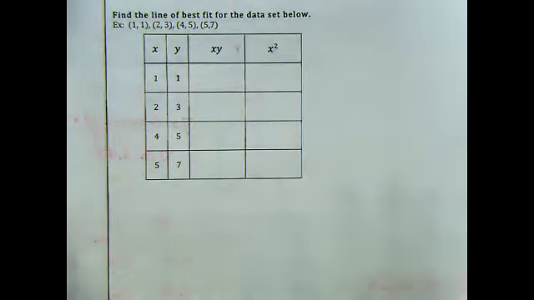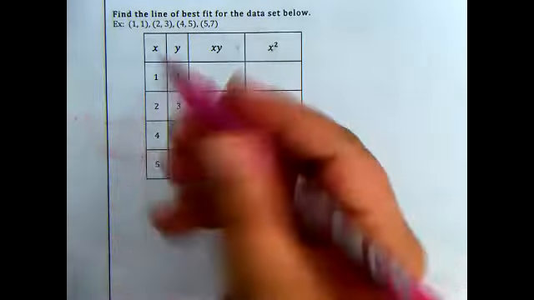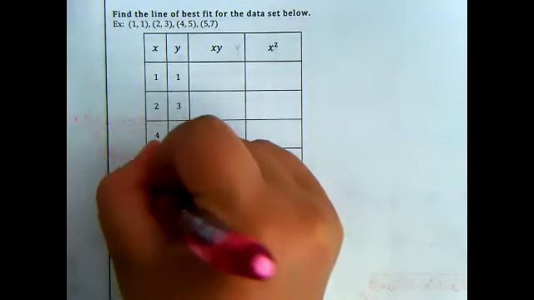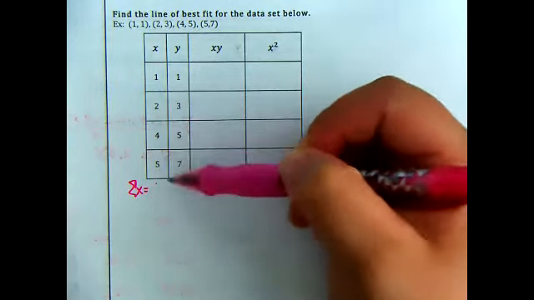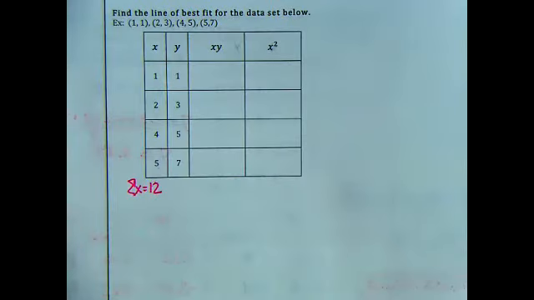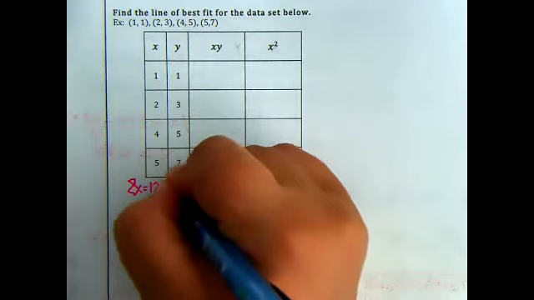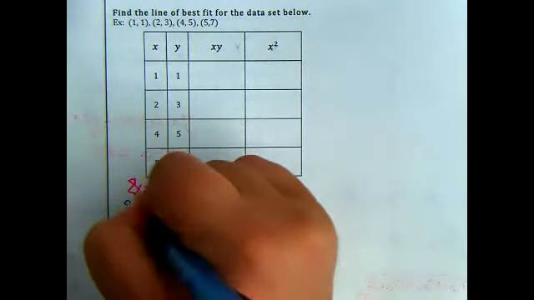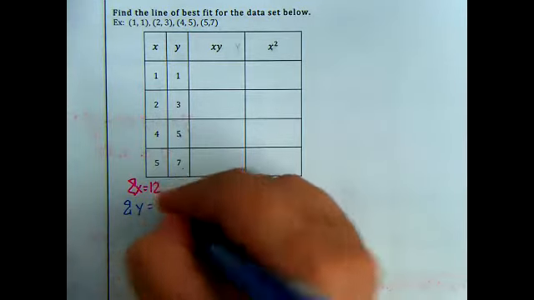I don't have one for the summation of x and the summation of y because I can literally just find it right here. So I can do the summation of x, and I can just add all my x's together. 1 plus 2 plus 4 plus 5. I believe that was a 12. And then you do the same thing for your y's. So your summation of y's, 1 plus 3 plus 5 plus 7. I believe that was a 16 for us.